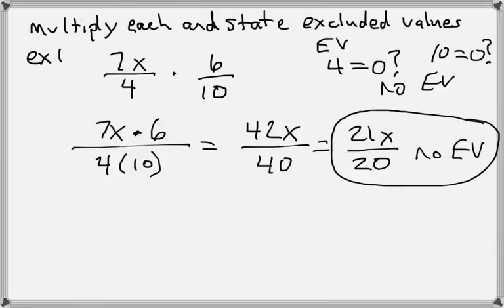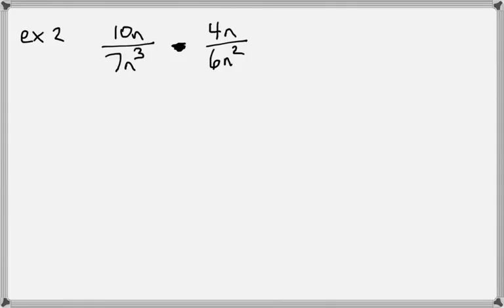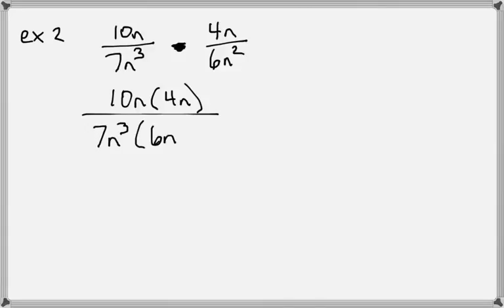Let's look at another example. So here we have a 10n over a 7n cubed being multiplied by a 4n over a 6n squared. So from here, we're going to do the same thing. We're going to multiply these two fractions by taking numerator times numerator, so 10n times 4n, and taking denominator times denominator, 7n cubed times a 6n squared.